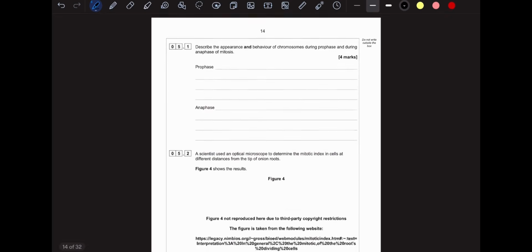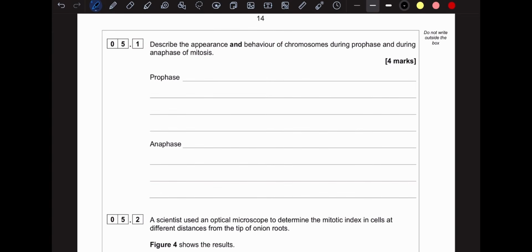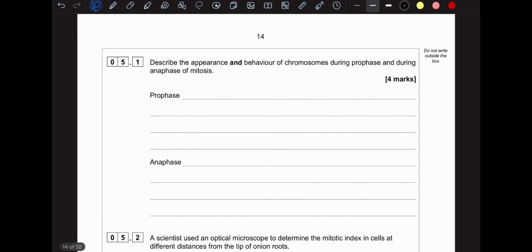Okay. Describe the appearance and behavior of chromosomes during prophase and during anaphase of mitosis. Oh, finally we're done with molasses. Can I just say that was too long. Oh, lovely memorization question. Very easy.